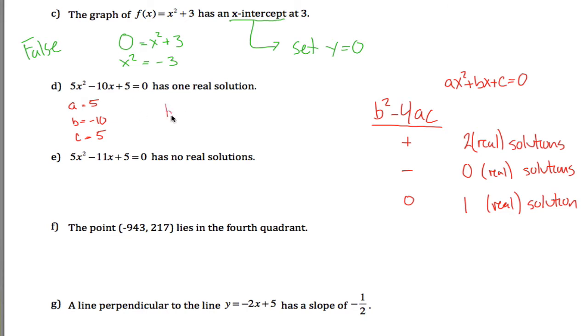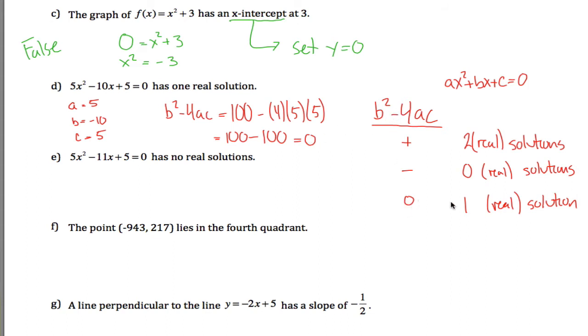And so if I figure out b squared minus 4ac, b squared is -10 squared, which is 100. And from that I want to subtract 4 times 5 times 5. Well, if you multiply this all out, you get 100 also. 4 times 5 is 20, times 5 more is 100. You get 0. So what did I just figure out? I figured out that the discriminant here is 0.